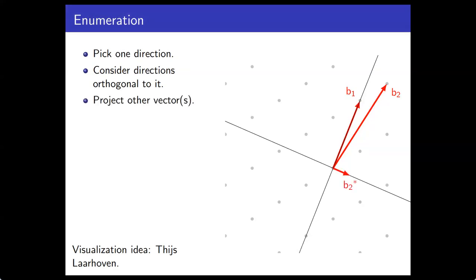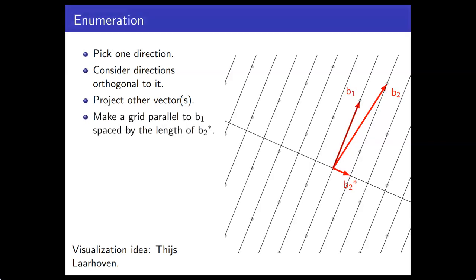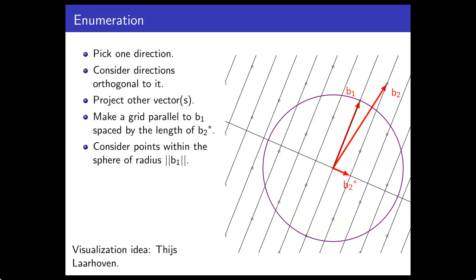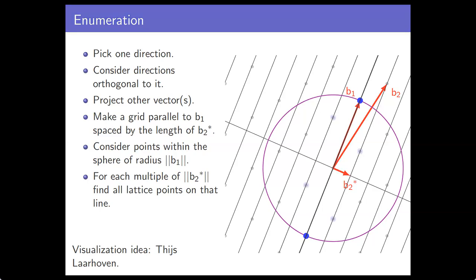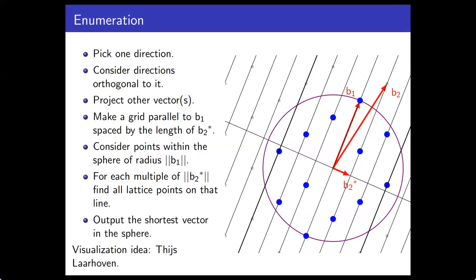So then we project the other vector or vectors onto this orthogonal direction, and we get P2 star, which is projected onto the orthogonal plane of P1. And we make a grid of this measured by the length of P2 star. And then we look at all the points with the radius of P1. And then for each multiple of P2, we find all the lattice points on the line. So 0 times P2, 1 times P2, 2 times P2. Then in two dimensions, you can now find the shortest vector. In many dimensions, you would do this recursively.